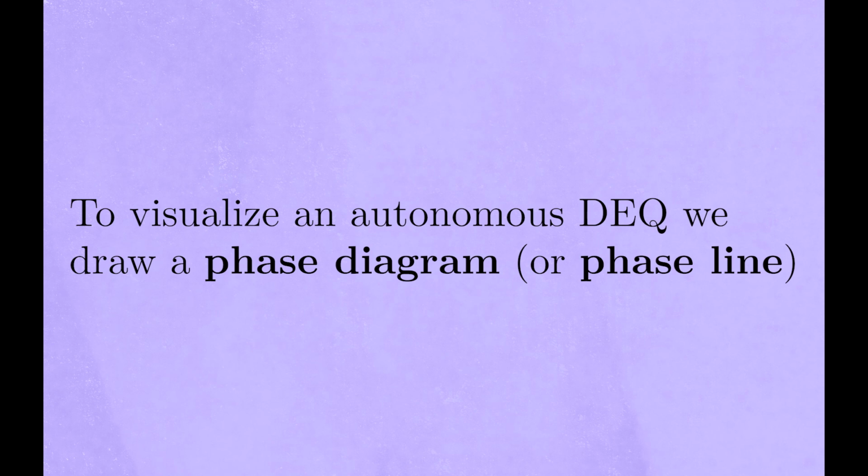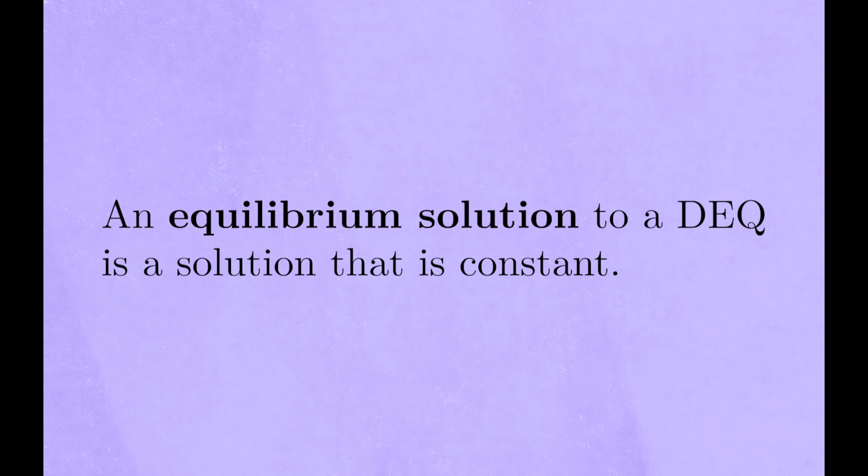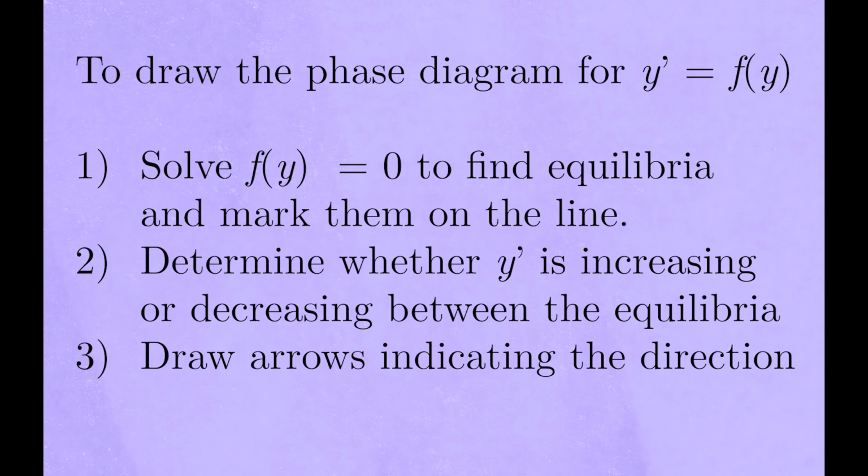If it is positive, then y is increasing, so we would expect a solution curve to increase. If it is negative, then y is decreasing, so we would expect a solution curve to decrease. If y prime equals f of y is 0, then we have found a special kind of solution called an equilibrium solution. An equilibrium solution to a differential equation is a solution that is constant. To draw the phase diagram, we mark all the equilibrium solutions by solving the equation f of y equals 0, and between them we know that y prime does not change sign. It is either positive or negative, so we draw arrows pointing in either the positive or negative direction accordingly.